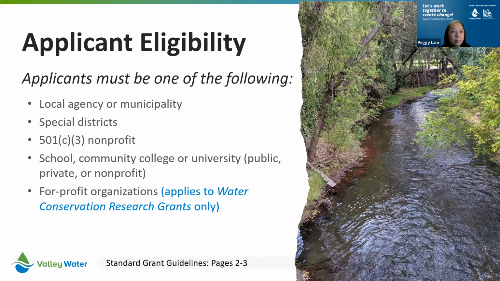So starting off with applicant eligibility, this can be found on page 2 and 3. We're looking for applicants from the following organizations: the local agencies or municipalities, special districts, 501c3 nonprofits, schools, community colleges, or universities, whether public, private, or nonprofit. And then for our water conservation research grants, we do accept applications from for-profit organizations.